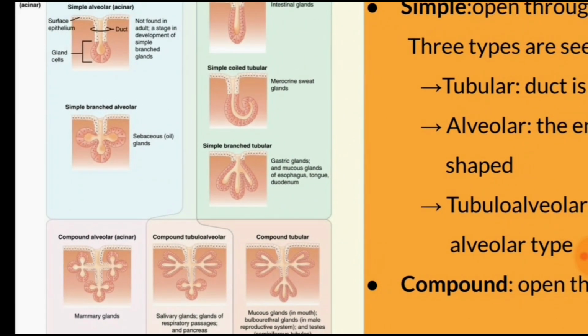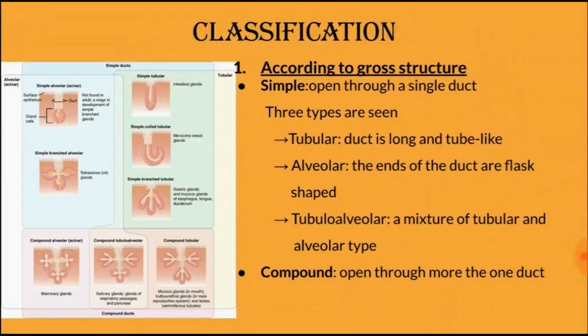So where do you observe compound alveolar? Compound alveolar is seen in the mammary glands. Compound tubulo-alveolar is observed in the salivary glands, and compound tubular is observed in the mucous glands in the mouth. So this is based upon the gross structure of the glands.